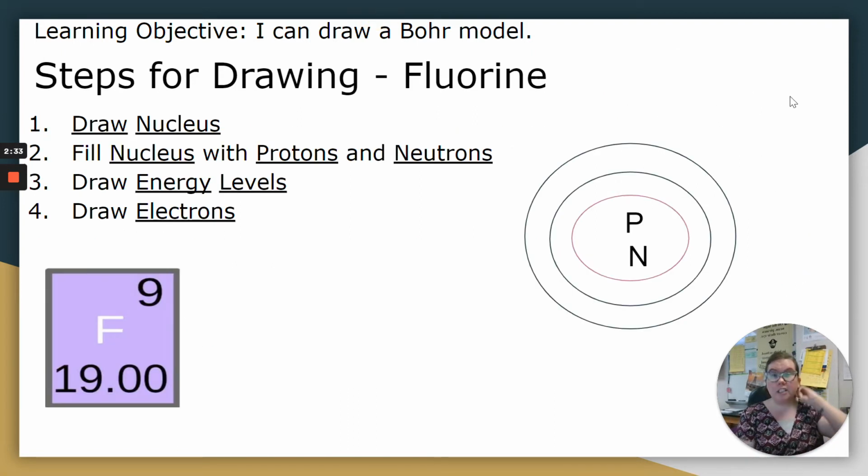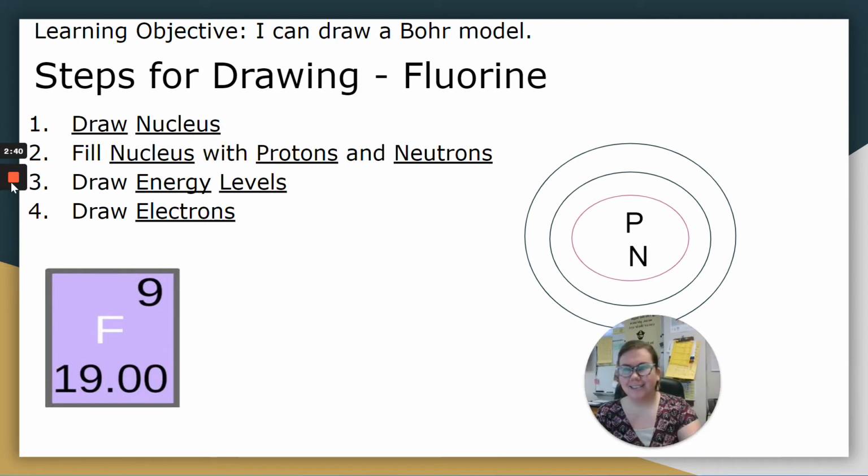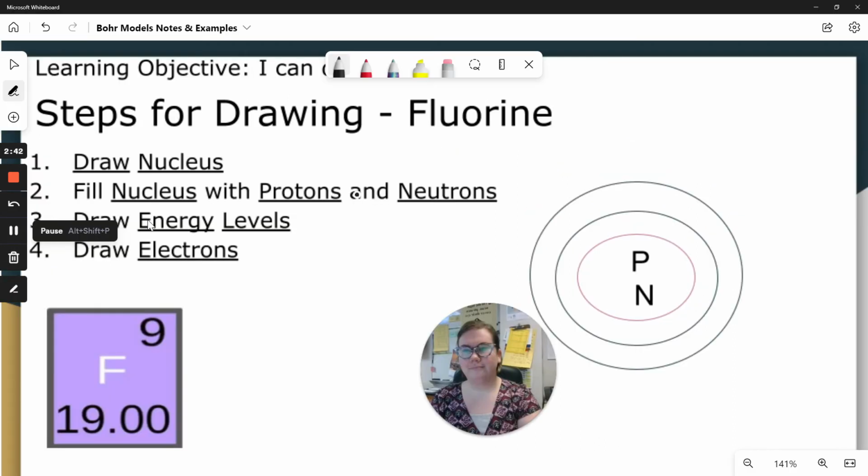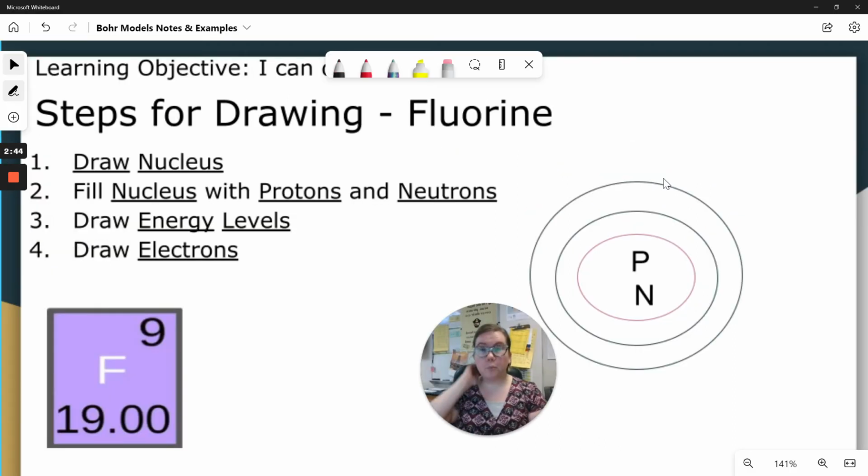All right, so steps for drawing. We're going to go over how to draw these here in just a second. We're going to use our example of fluorine here. But first, our steps. One, we got to draw the nucleus. If you're drawing it by yourself, you just need to put a circle to be that nucleus. Most of our assignments will kind of give you the circles. Then you need to fill that nucleus with protons and neutrons. This does not mean drawing a bunch of dots. It just means putting the number.